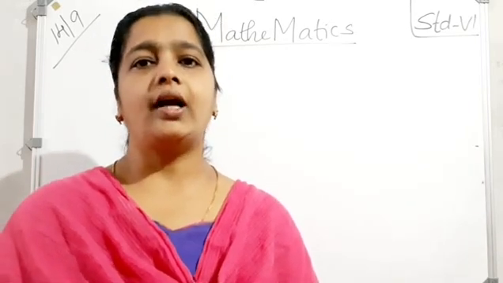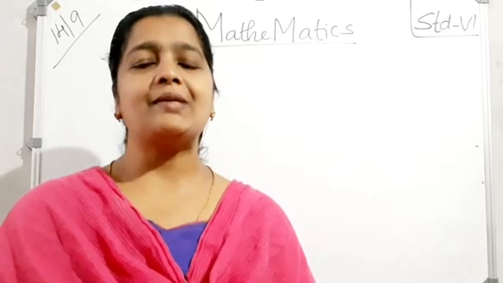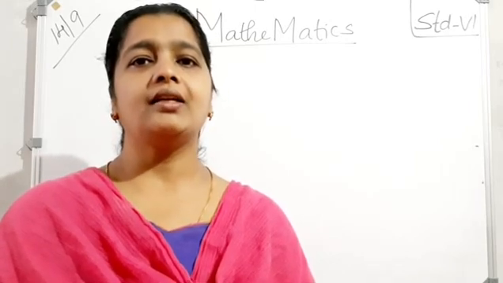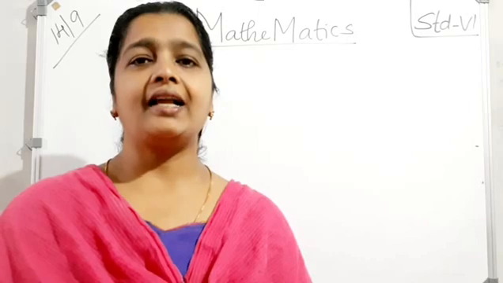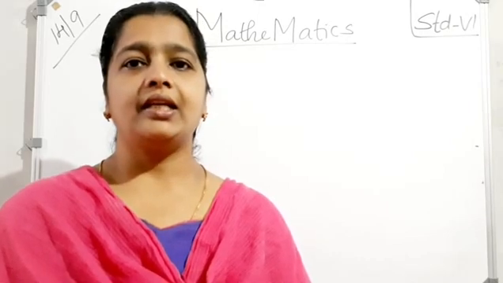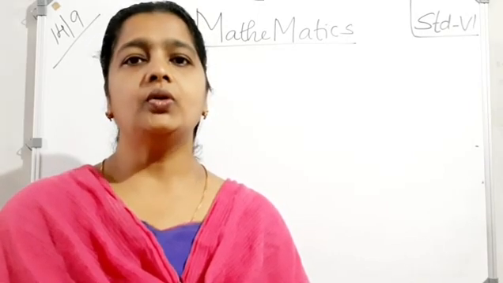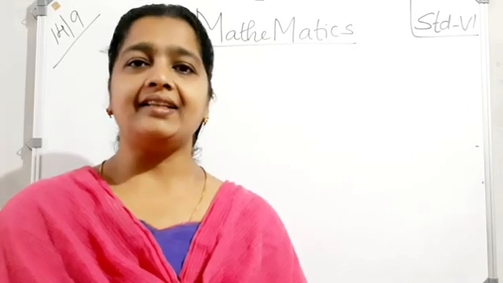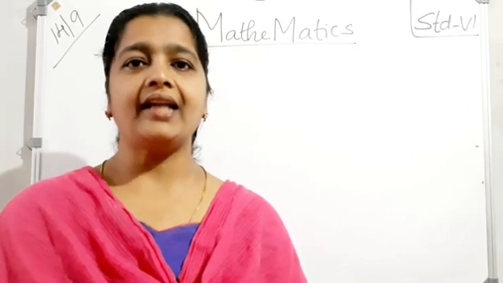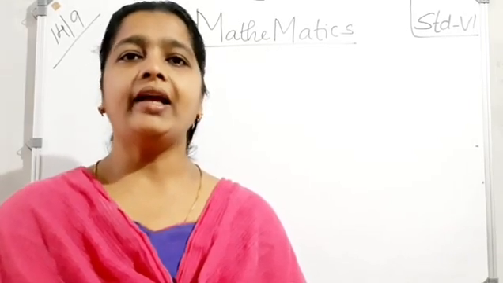So, first one, divisibility by 2. How can we say the answer? Yes, if the last digit is an even number, 0, 2, 4, 6 or 8, then we can say that the number is divisible by 2.